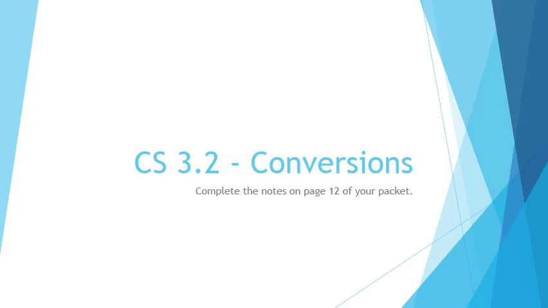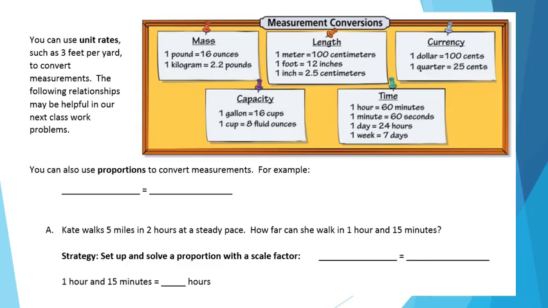For tonight's homework, we're going to do some notes related to conversions. So make sure you have your packet open to page 12. You can use unit rates such as 3 feet per yard to convert measurements. The following relationships may be helpful in our next classwork problems. We're talking about this whole big table right here. So make sure you keep this as a reference moving into problems for tomorrow.